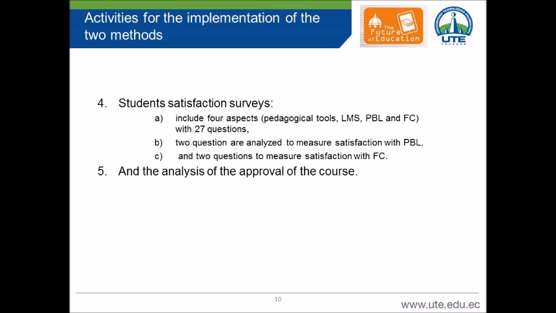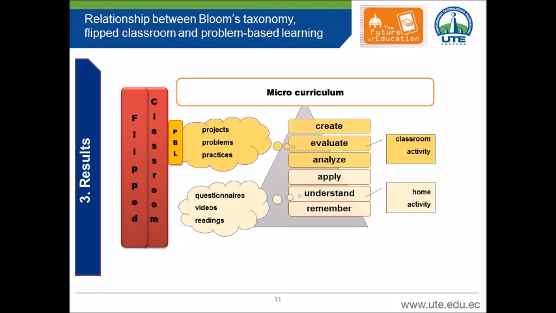Satisfaction surveys were answered by the students. These include 4 aspects: pedagogical tools, learning management system, Flipped Classroom, and problem-based learning, with 27 questions. Out of these 27 questions, 2 questions are analyzed to measure satisfaction with problem-based learning and 2 questions to measure satisfaction with Flipped Classroom, along with the analysis of the approval of the course. The course structure was generated taking into account the contents, microcurriculum, the area where the activities will be carried out, the home and the class, and resources for each of them: reading, videos, quizzes, practices, problems to be solved, and projects.